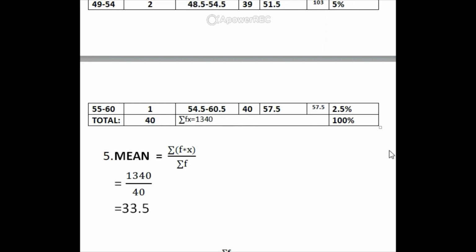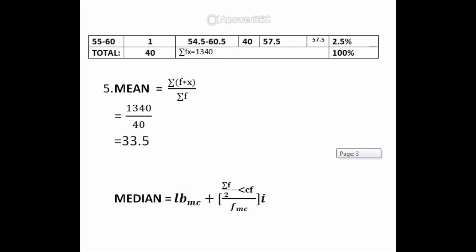Next naman ay ang ating median. To get the median, we have the lower limit or the lower boundary of the median class plus the summation of frequency all over 2 minus the less than cumulative frequency all over the frequency of the median class times the interval.